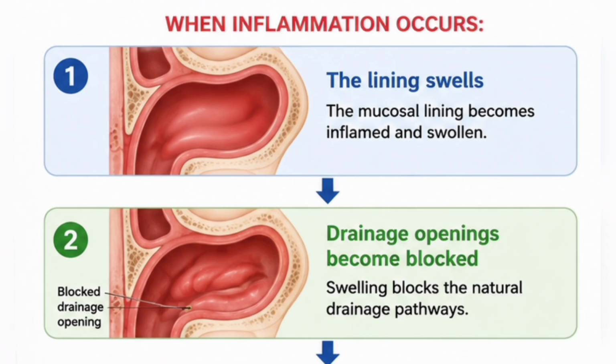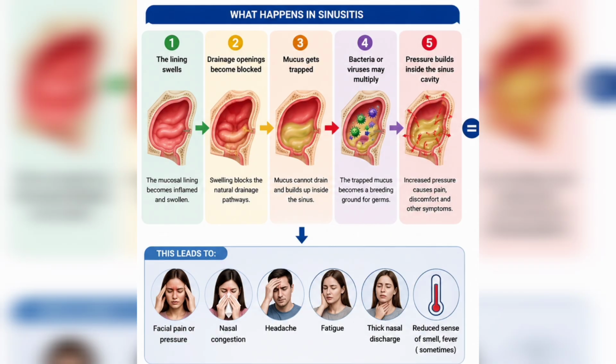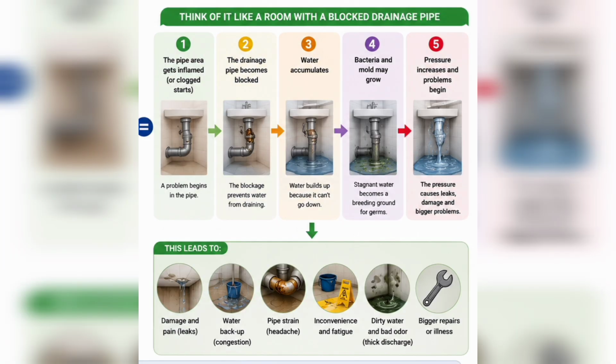When inflammation occurs, the lining swells, drainage openings become blocked, mucus gets trapped, bacteria or viruses may multiply, and pressure builds inside the sinus cavity. This leads to pain, congestion, and other symptoms. Think of it like a room with a blocked drainage pipe. Water accumulates, pressure increases, and problems begin.